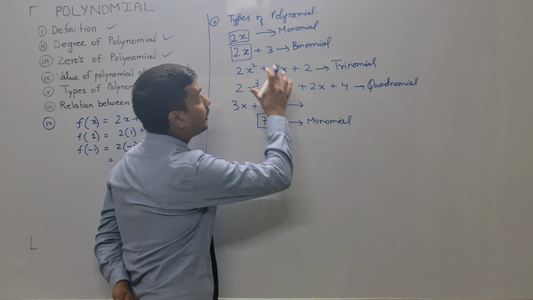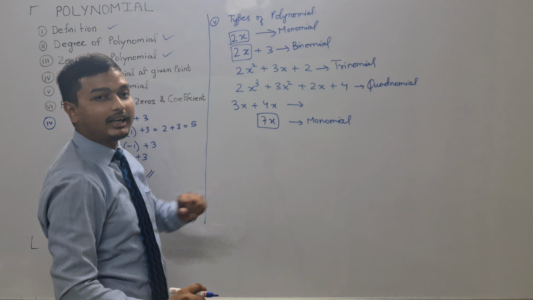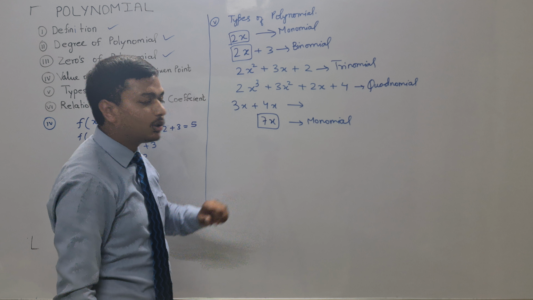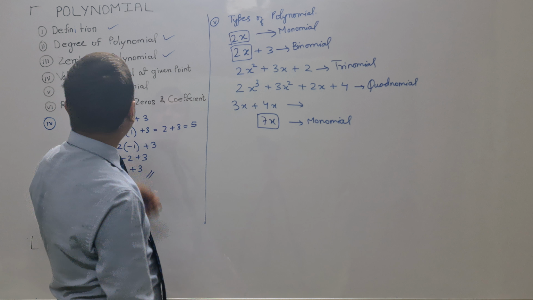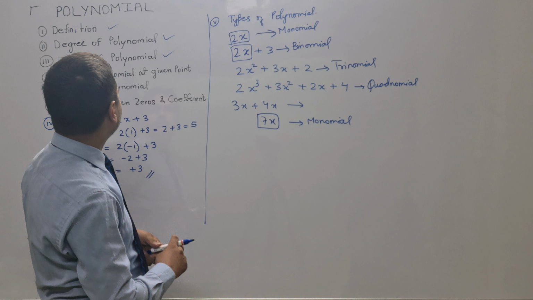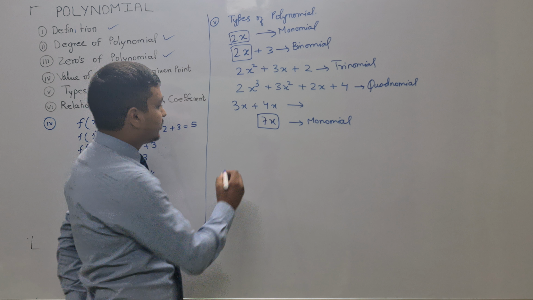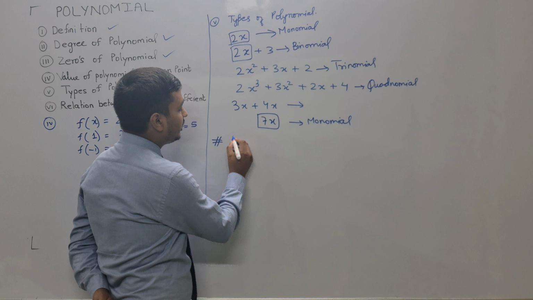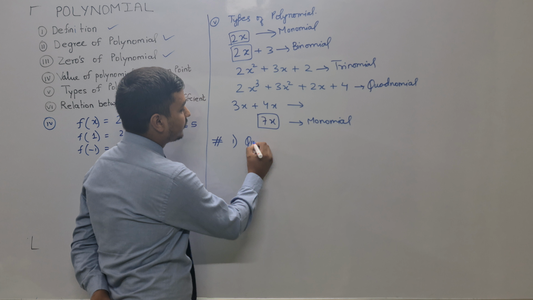I hope you got the point of how to find out monomial, binomial, trinomial, quadnomial, and after that the values as well. Now let us move to the next part: the relation between zeros and coefficients, as you are able to see.